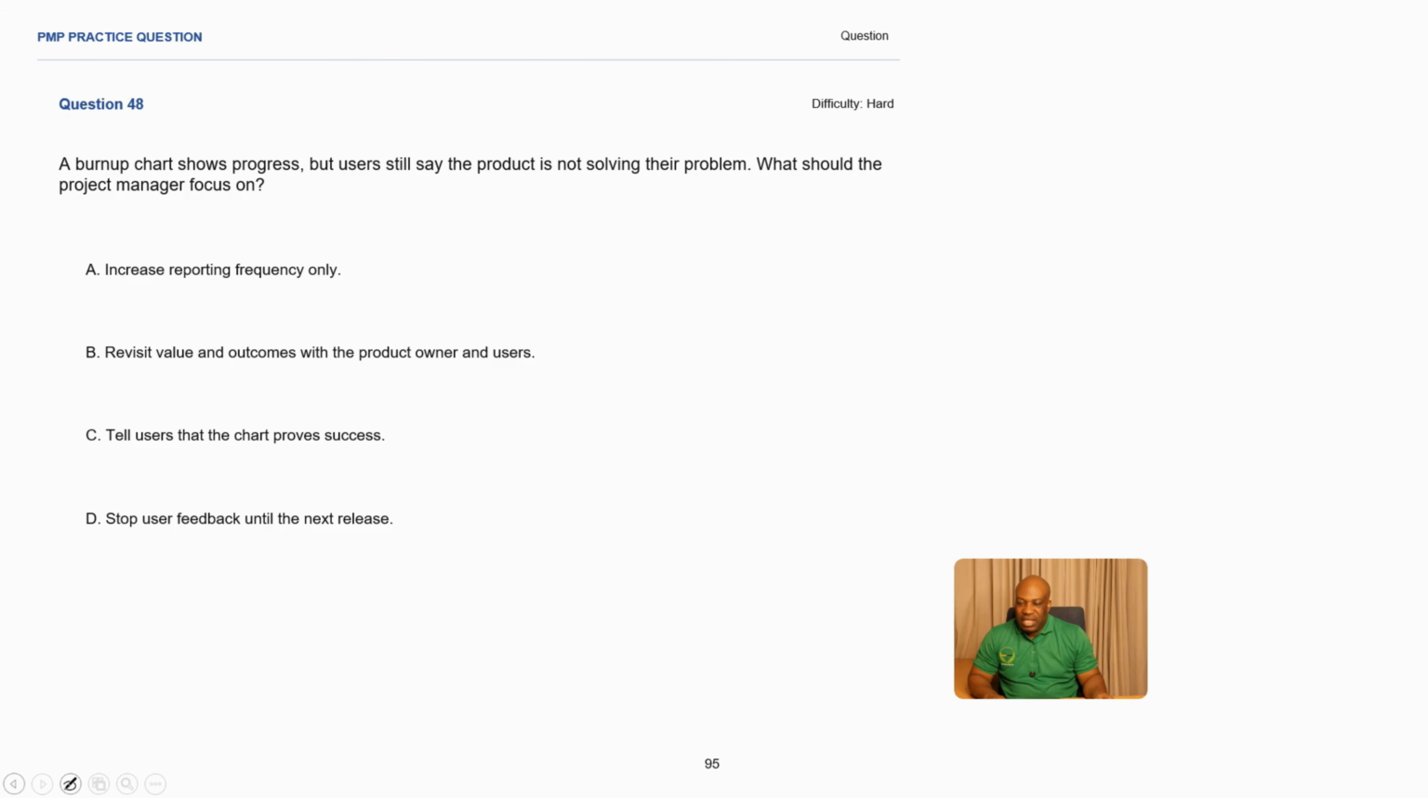Practice question number 48. A burn-up chart shows progress, okay? But users still say the product is not solving their problem. What should the project manager focus on? So what is our problem statement here? The product is not solving their problem. So users are saying the product is not solving their problems.